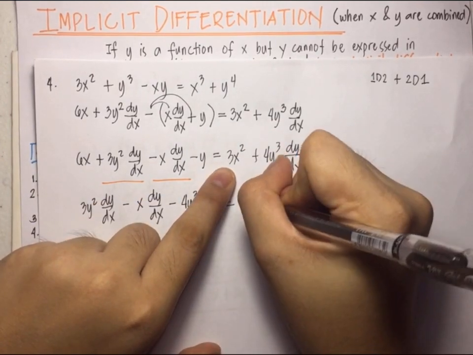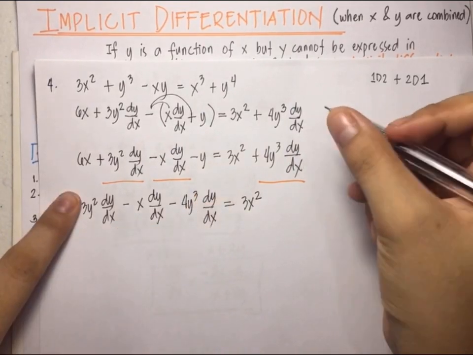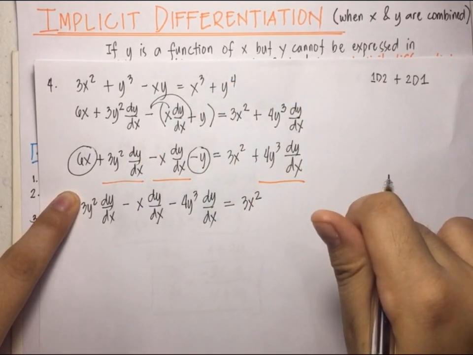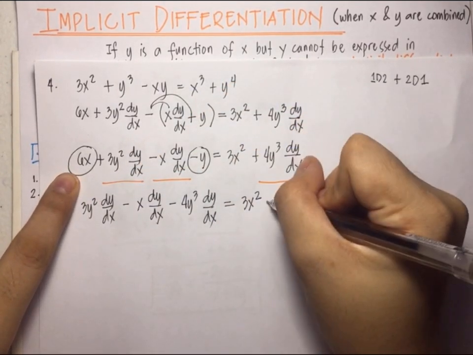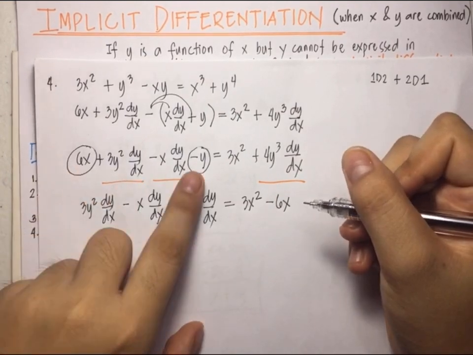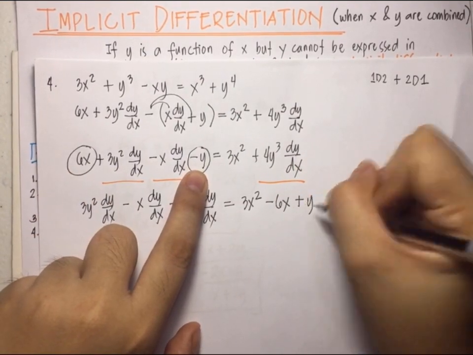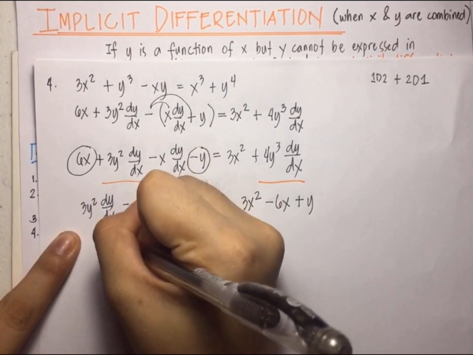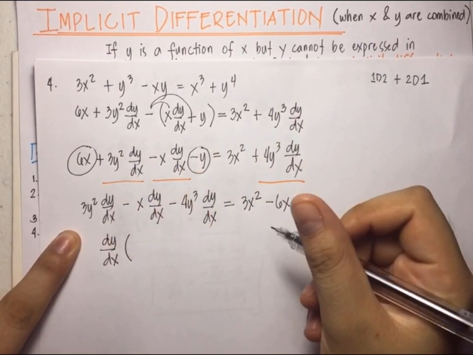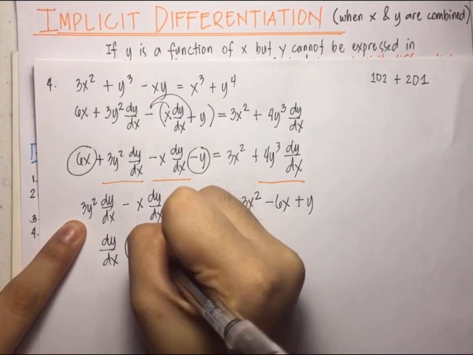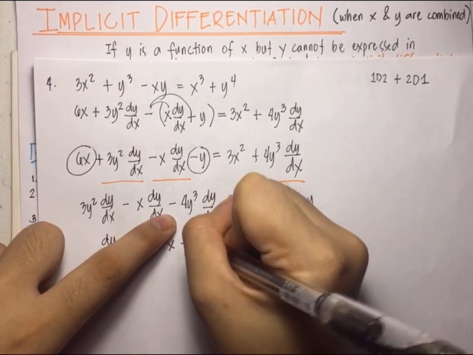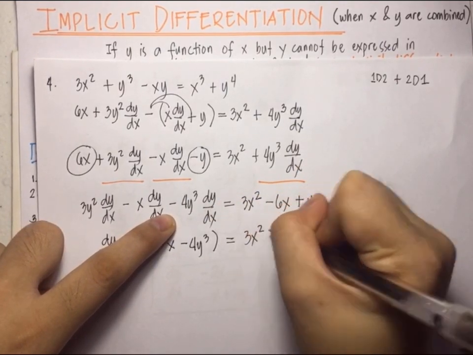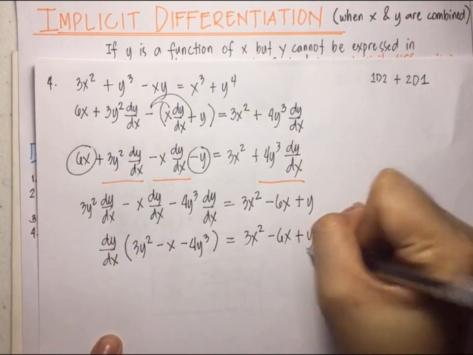we just copy 3x squared and we move 6x and minus y to the right hand side. So from positive 6x will become negative 6x, and from negative y becomes positive y. Next, factor out dy over dx. So we have 3y squared minus x minus 4y cubed equals, just copy here, 3x squared minus 6x plus y.